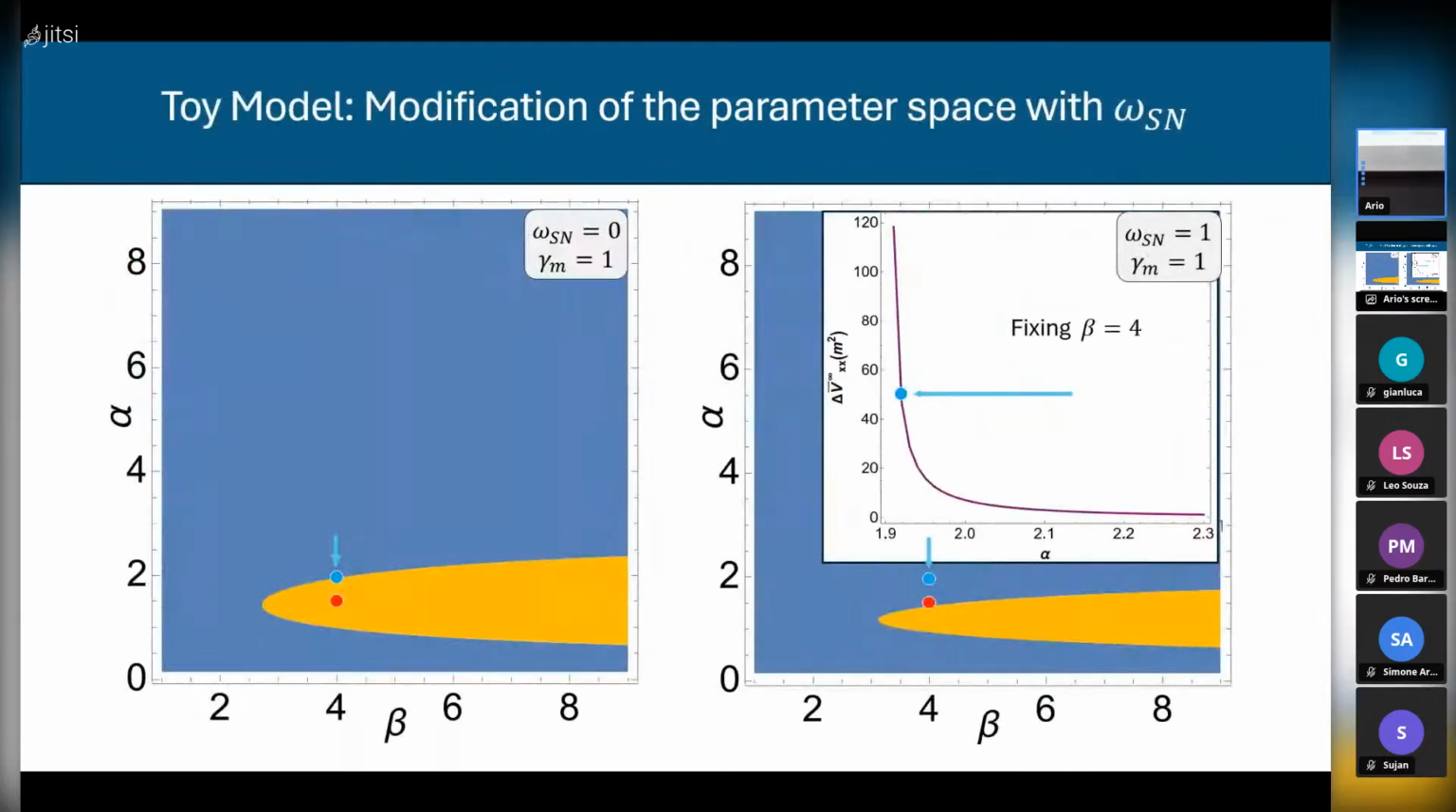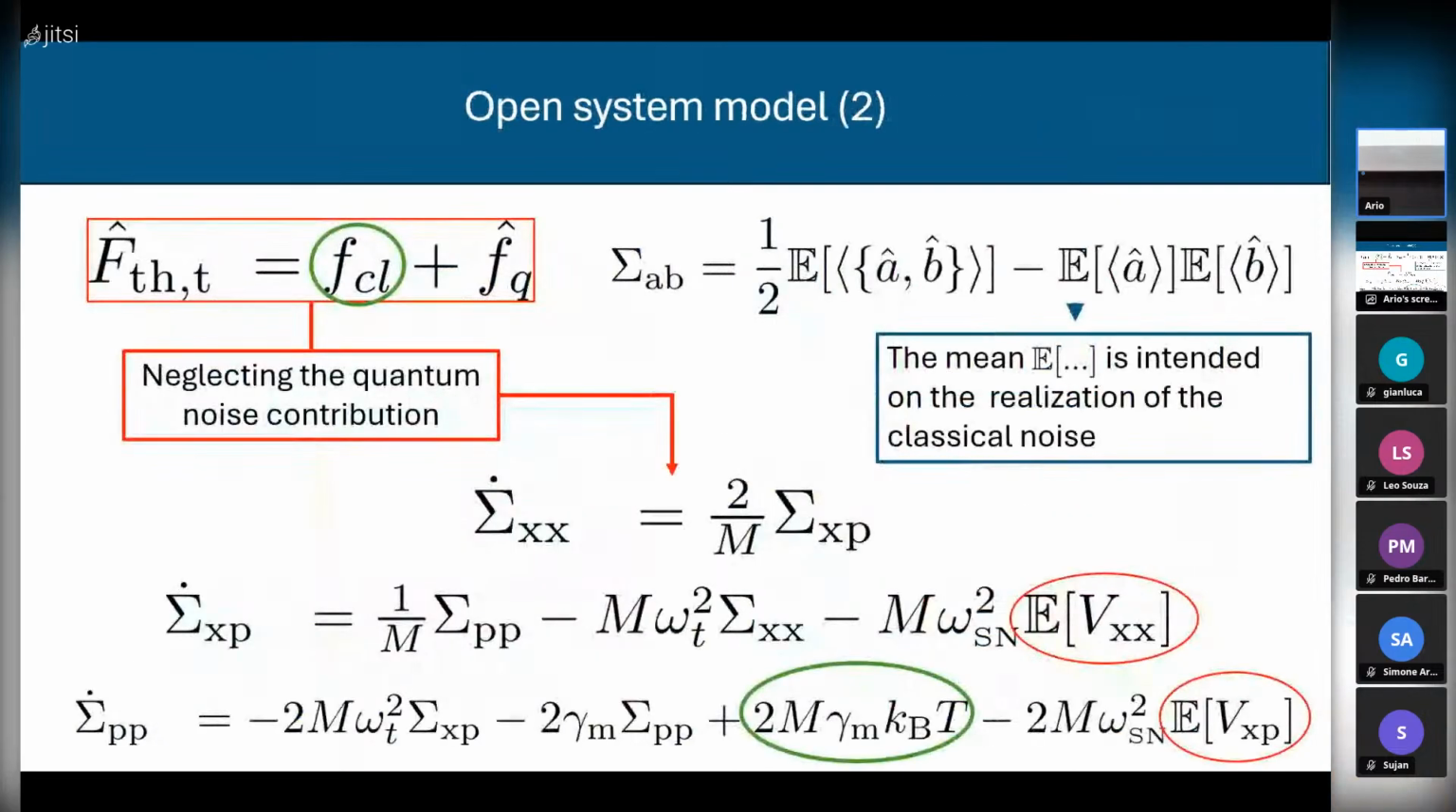Then we can look at how the parameter space is modified. The regions of stability and instability are changed, but we can still find some instability region, and we can exploit this to amplify the effect, as I showed you before. In general, we can still do it without going into an instability region. We can take some parameters that are in the stability region for both cases, with omega SN equal to 0 and omega SN different from 0. And then you can see that there is an enhancement even in this case. We will show it also later. So now I just want to give another prescription to treat the environment and the noise coming from the environment.